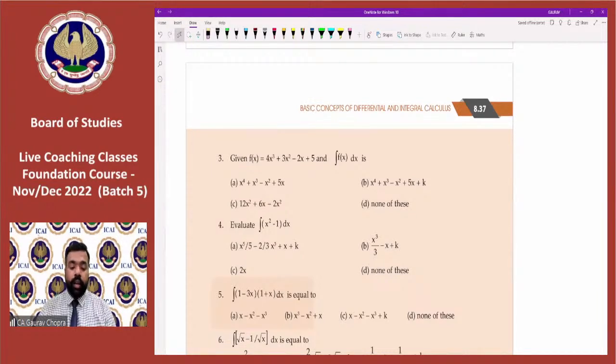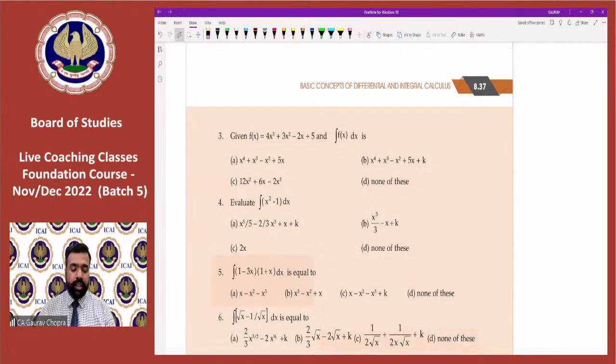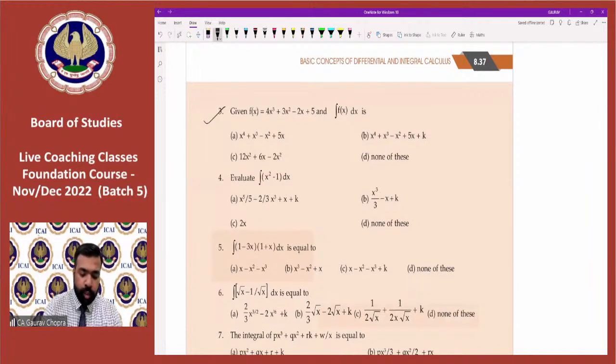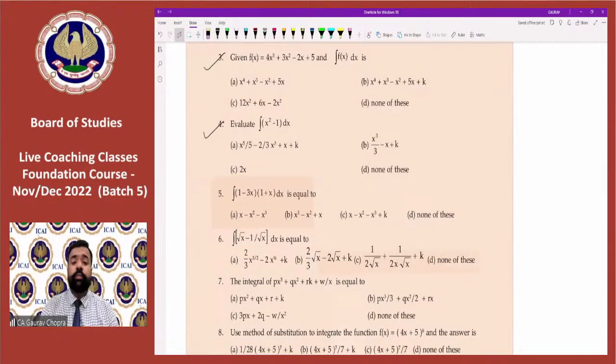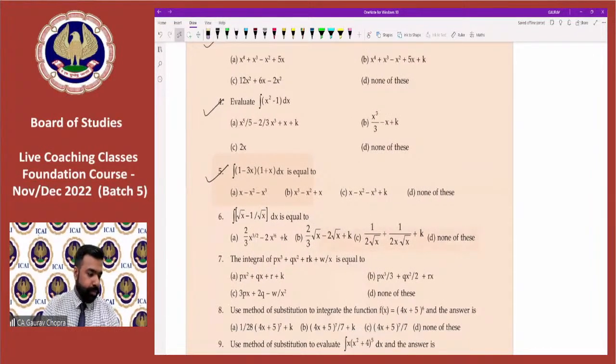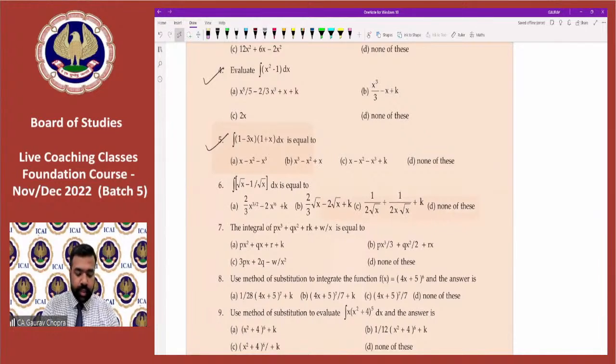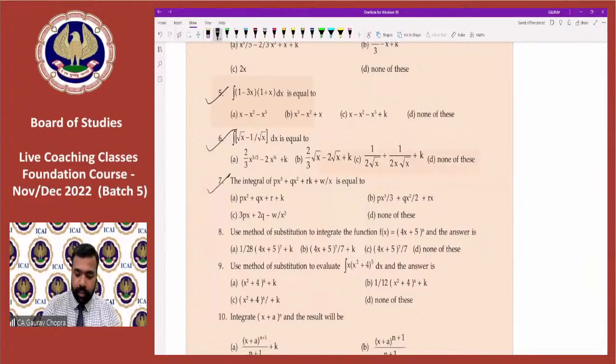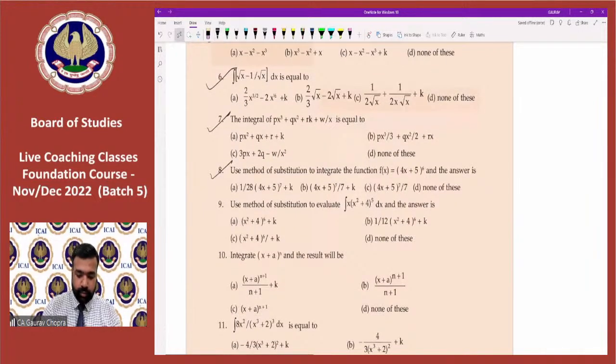Then the third one, function is given and then we have to integrate the function. So this third you can try. Fourth is again very much easy. You can try. In question number 5, what needs to be done? First, do multiplication. After multiplication, integrate all the values separately. So 5 you can try. Then sixth one is again very easy. 7th, 8th. In 8th, you can apply the shortcut method as we have discussed.